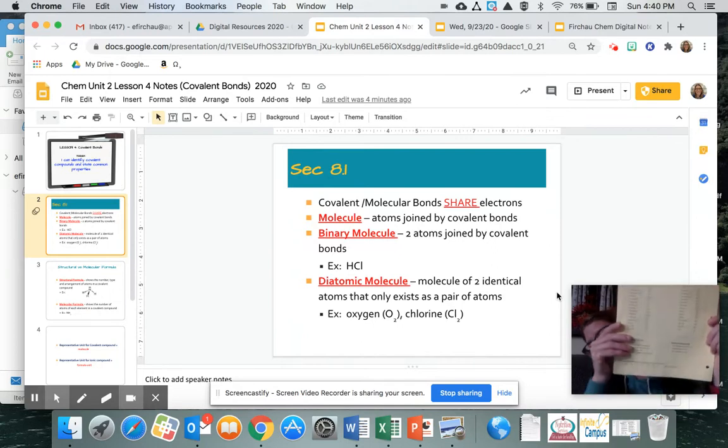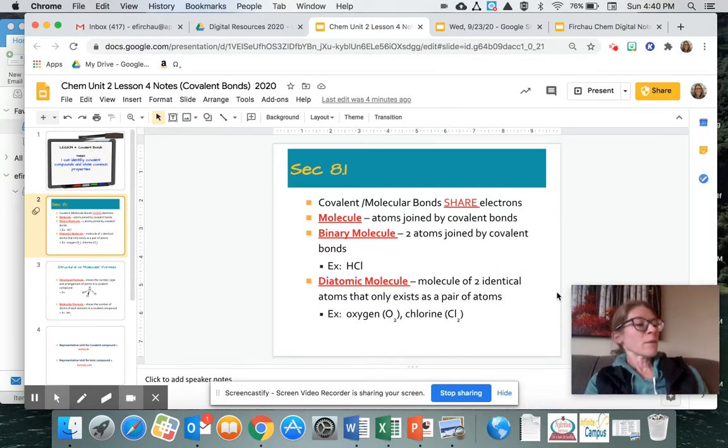So in your yellow packet, there is a list of diatomic elements on the bottom of the common ion sheet. So I sometimes use the acronym Brinkelhoff. So those are your diatomic elements: bromine, iodine, nitrogen, chlorine, hydrogen, fluorine, and oxygen. Those elements and only those elements have to exist as a pair when they are by themselves.